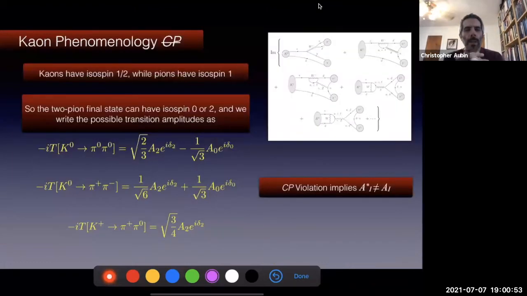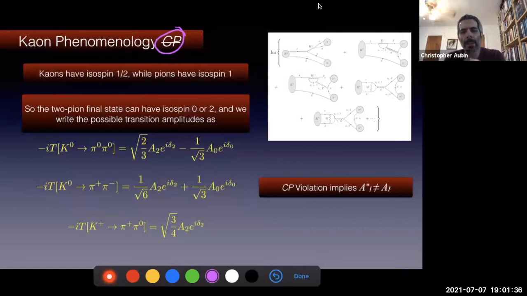So let's talk a little bit about kaon phenomenology, and specifically that related to CP violation. Recall that kaons have isospin 1/2, so they'll either have one up or one down quark in them, and then a strange quark or anti-quark in the other case. We generally will not worry about quark versus anti-quark. If I talk about two quarks in a meson, I mean a quark and an anti-quark, of course. And pions have isospin 1. We can have two up quarks, two down quarks, or one of each.